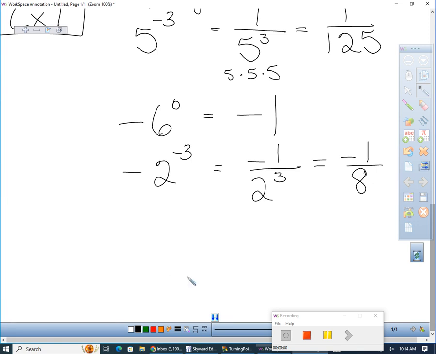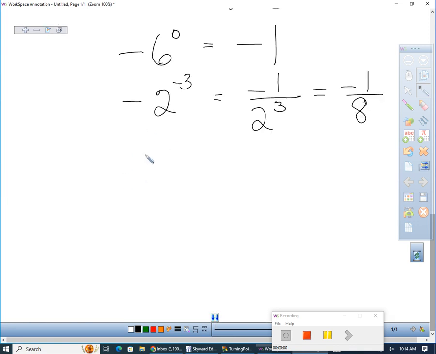All right, how about this last one in this little section? How about if I have 1 over, in parentheses, negative 5 to the negative 2.